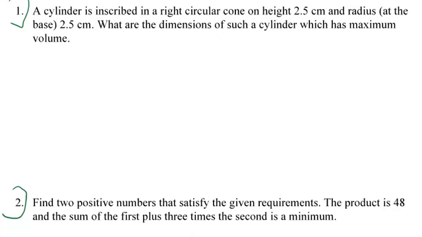Hello everyone, today we continue our discussion on optimization. We try to solve this problem. A cylinder is inscribed in a right circular cone of height 2.5 centimeters and radius at the base 2.5 centimeters. What are the dimensions of such a cylinder which has maximum volume?